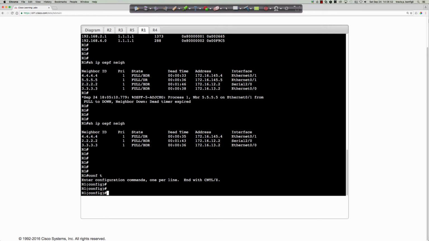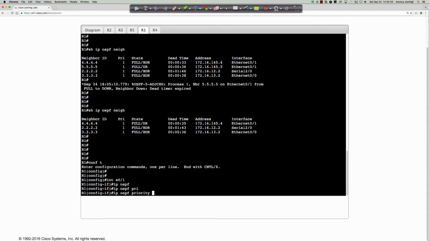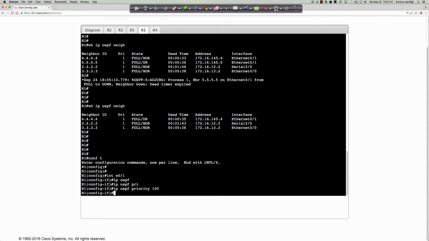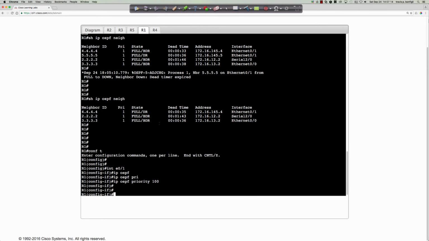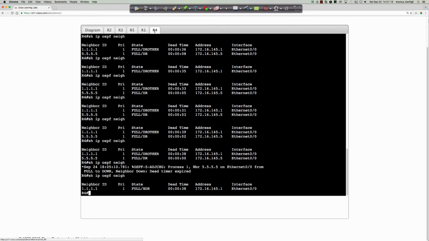And so let's go ahead and get into interface Ethernet 01, where we're going to say IP OSPF priority, and we're going to set the priority to 100, as they show here. Because again, what's that default priority value? Exactly, it's 1. So we set the priority to 100. Now, the big question is, what is router 1 right now? Router 1 is the BDR, I believe. Let's make sure. Yeah, router 1 is the BDR.